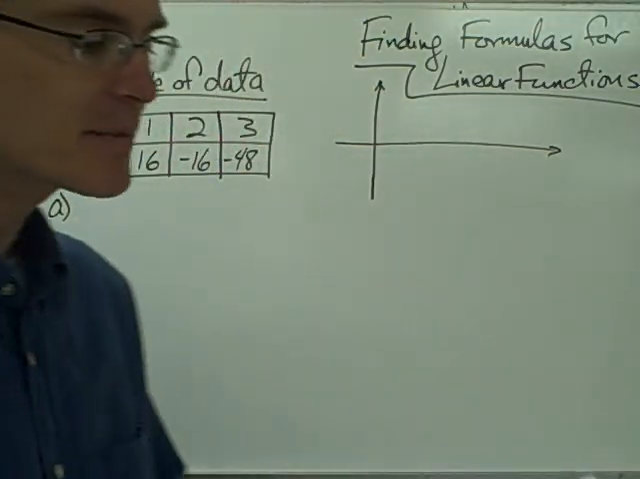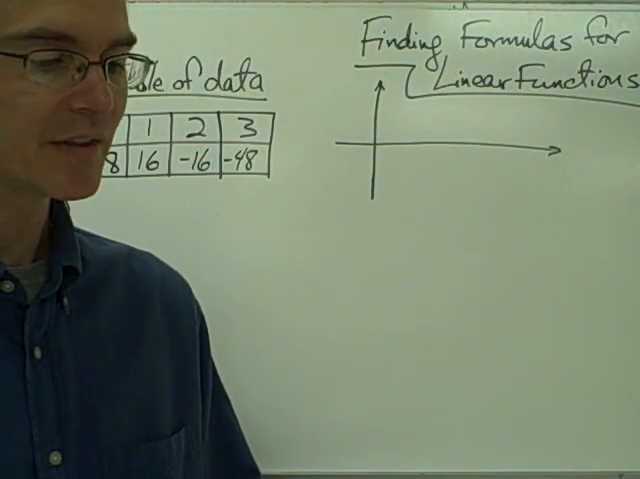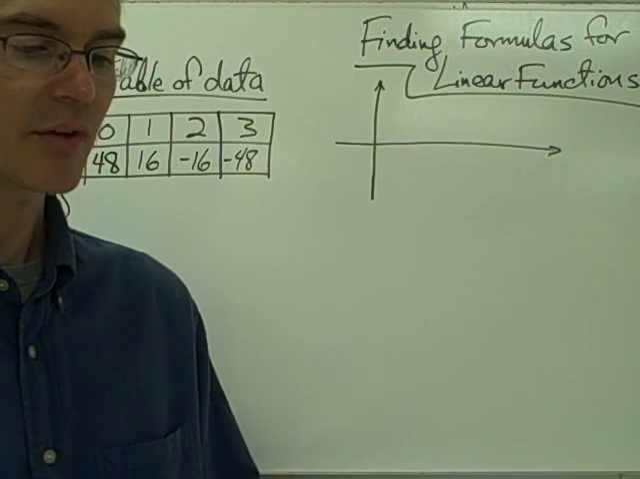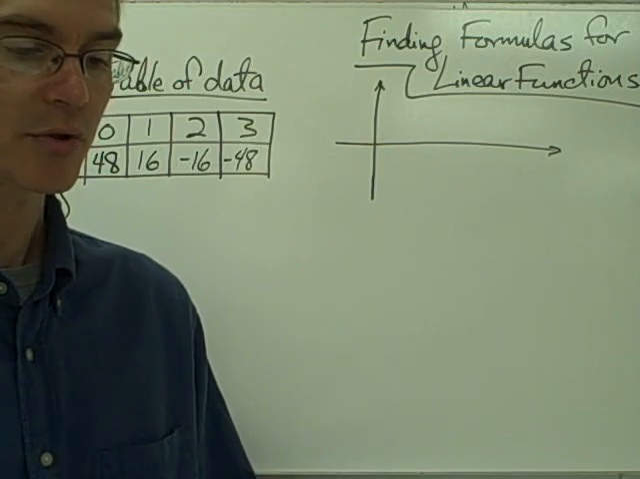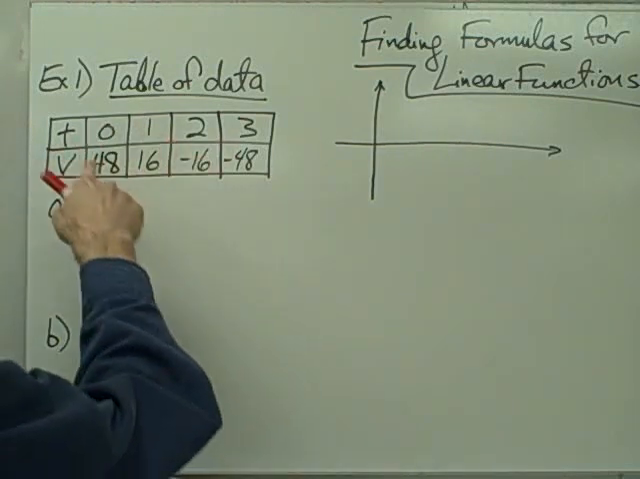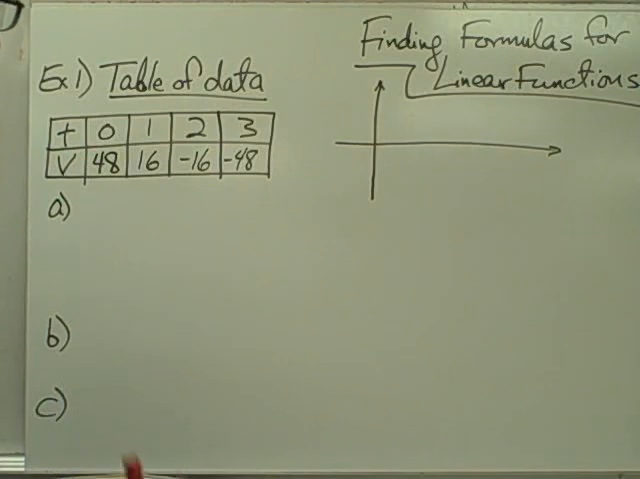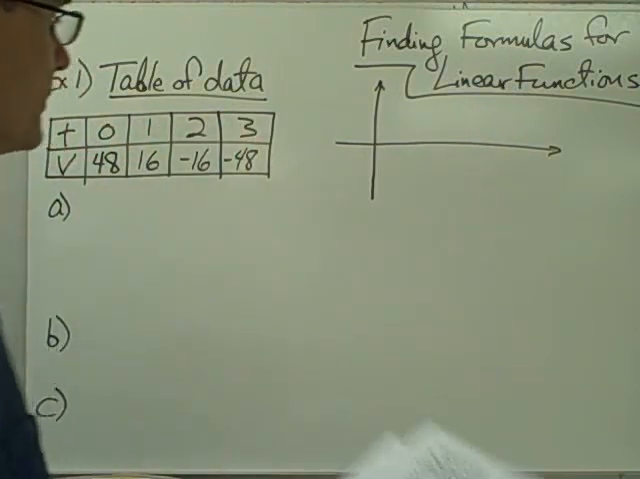It says a baseball is thrown straight up into the air by a person standing on the ground. Its velocity, v, is a linear function of t, the time since it was thrown. And we want to try to find a formula for this, the velocity of this baseball as a function of time, given these data in the table.